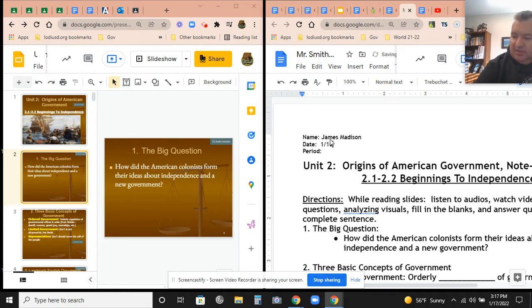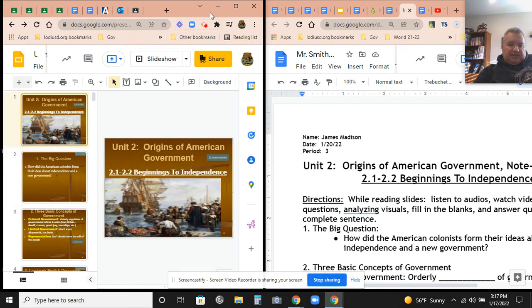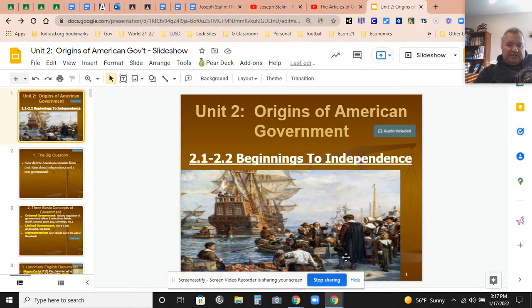We'll be starting this on Tuesday, January 18th, and continuing it a few dates. It should be, once I figure it out, no, not the 18th. Thursday, January 20th, we should actually be starting this. Go ahead and put your period, name, date in there, and then you're ready to begin. It will be on multiple dates. I'm probably going to make a video for each section. We'll see. All right. This first section is about the beginnings of independence.